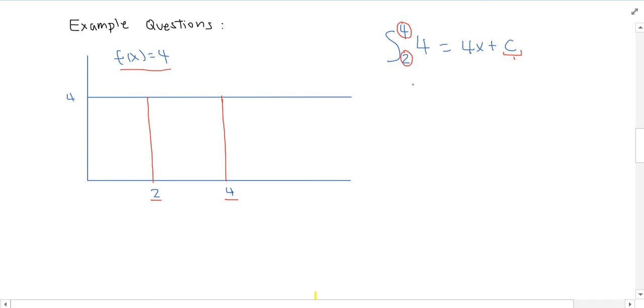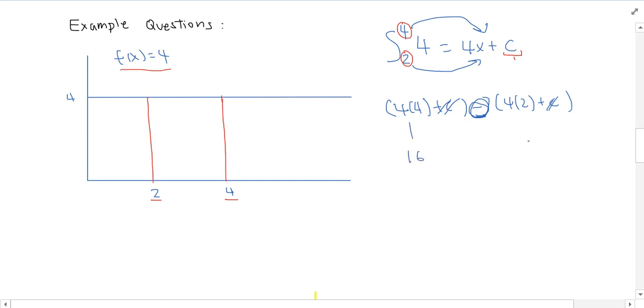And so to calculate this, we will plug 4 in first and then subtract what we get by plugging 2 in. So we have 4 times 4 plus c minus 4 times 2 plus c. And I say c, the constant, is not that important because it will cancel out since there's a subtraction symbol right here, and the c's are both inside these two brackets. So we have here 16 and here 8. And our area should be 16 minus 8, which would be 8.